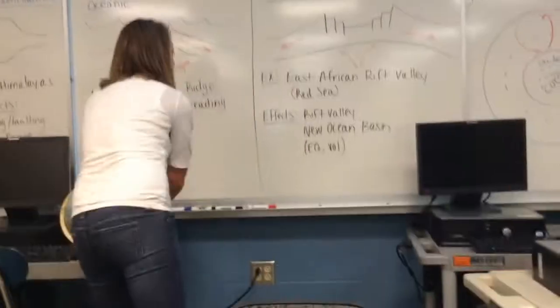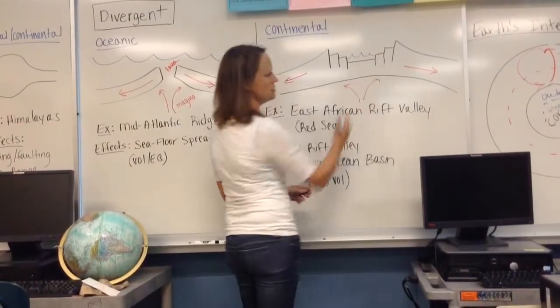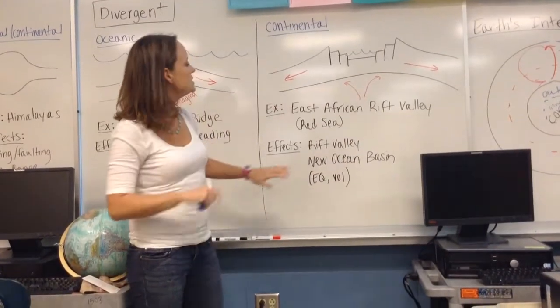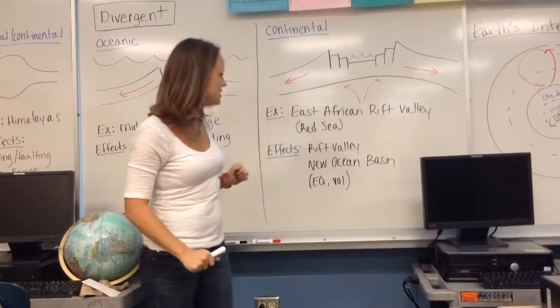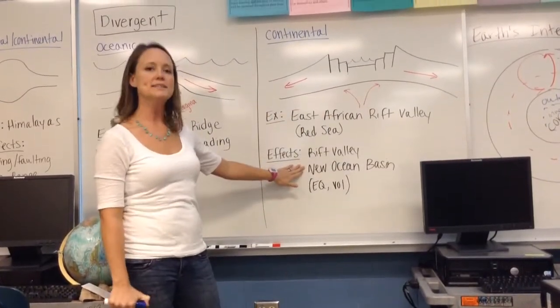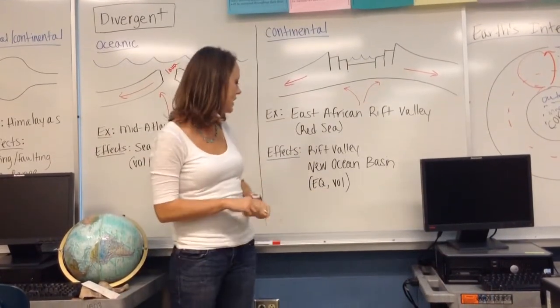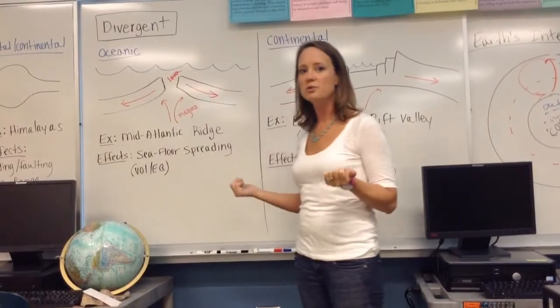So what that would look like over time, because this is less dense, it sinks below the continental crust, it would fill in with water. So this is called a rift valley, basically because your continent is rifting apart, and it creates a new ocean basin, and you're mainly going to have earthquakes. You may have some volcanic activity. All right, so those are divergent boundaries where the plates are moving apart.